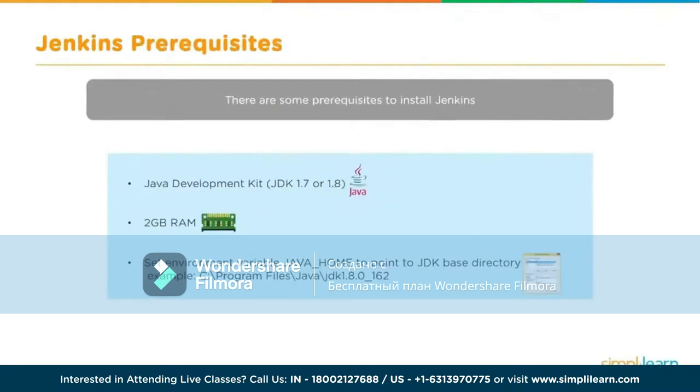Alright, so the prerequisites for running Jenkins: as I mentioned earlier, Jenkins is nothing but a simple web application written in Java. So all that it needs is Java, preferably JDK 1.7 or 1.8. 2 GB RAM is the recommended RAM for running Jenkins. And like with any other open source toolset, when you install JDK, ensure that you set the environment variable JAVA_HOME to point to the right directory.